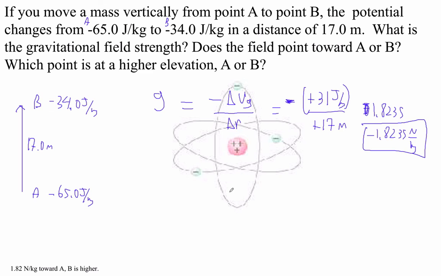Okay, so what is the gravitational field strength? It's 1.82 whatever. Does it point toward A or B? Well, it's going to point toward A, okay, because it's going to be this way. Which point is at higher elevation, A or B? Well, if it's pointing toward A, then B must be higher, right? Yeah. All right.